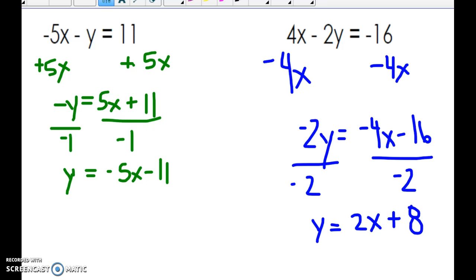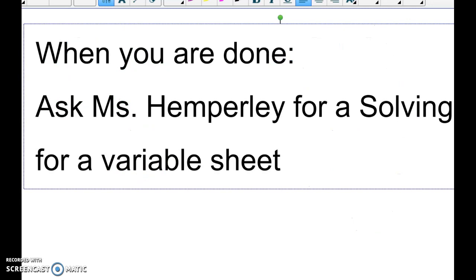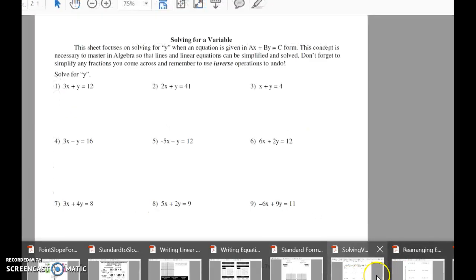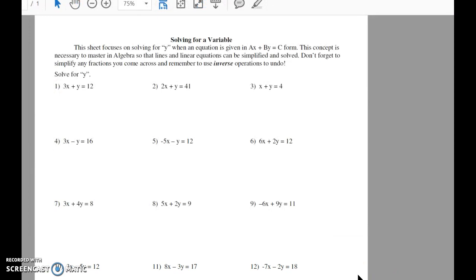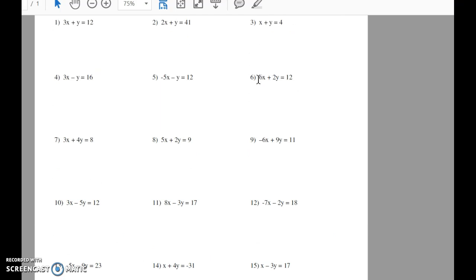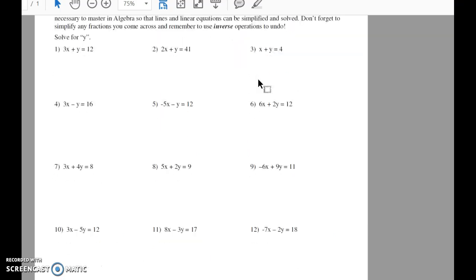Now that you've worked through those examples, the next thing you're going to do is practice more. So you can ask Ms. Hemberly for a solving for a variable sheet. That sheet looks like this. Hold please. Drum roll. Here we go. So she'll give you a sheet, and you're going to focus on solving for y when the equation is written in ax plus by equals c. That's standard form. So you're taking it from standard form to slope-intercept form. There are the answers. There are 15 on here, so choose like 8 to do. Okay, thank you.